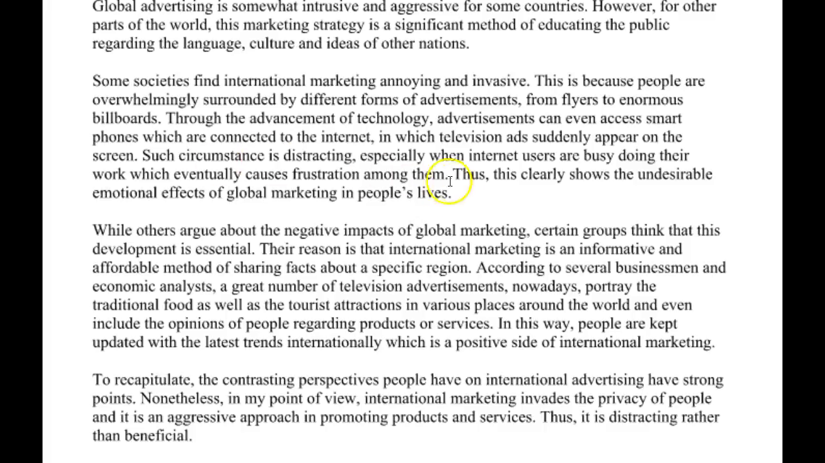I would say that you've touched on a very good point here. The fact that now that advertisers can submit adverts to you whenever they feel like it is a negative. It is distracting, it lowers productivity, it prevents people from working as effectively as they could. That's really what we want to be talking about there. So while others argue, or I would say here you could use on the other hand, or conversely.